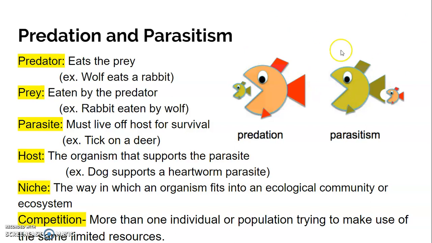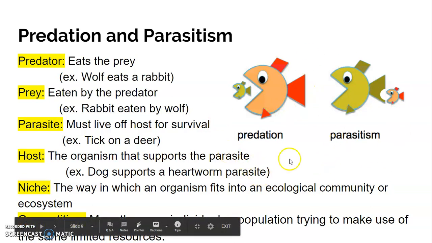So here's a really good picture that I found. This is an example of predation. We have the predator and we have the prey. And then here's an example of parasitism. We have the parasite eating off of the host. And people like to confuse these a lot, but they are different.